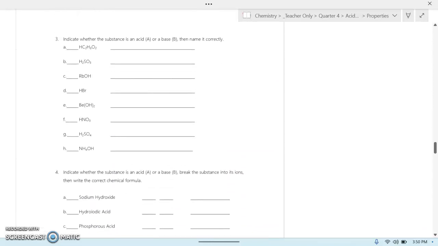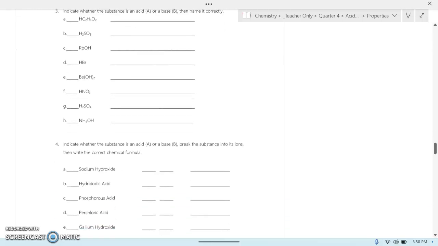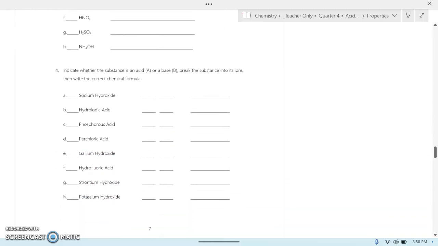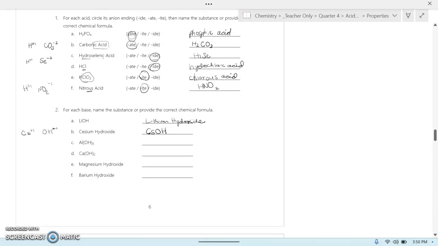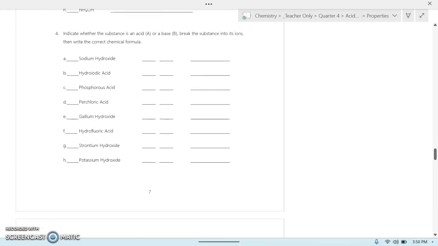Number 3 and 4, I'm going to let you kind of fly on your own for these. So these are mixed acids and bases. So you're going to indicate whether it's an acid or a base based on if it has H or if it has OH, and then name it correctly. Then all of these, for number 4, again, indicate acid or base, and then write its ions in this second column, kind of like we've been doing on the side over here. Again, H will always be the cation for an acid, OH will always be the anion for a base, and then write the chemical formula using that crisscross method in the third column.